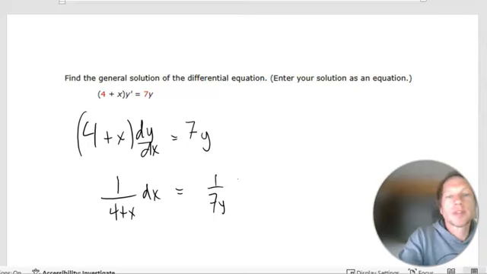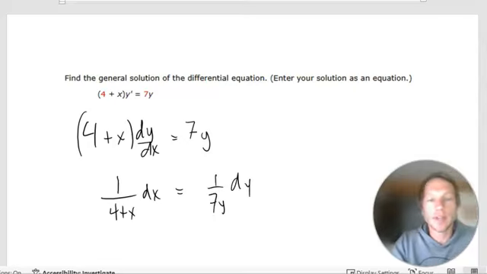Sorry, I skipped a couple steps there, so I hope that makes sense. You could do a couple more steps of algebra to get there. And then from here I could integrate, right? I've separated my variables and I could integrate.